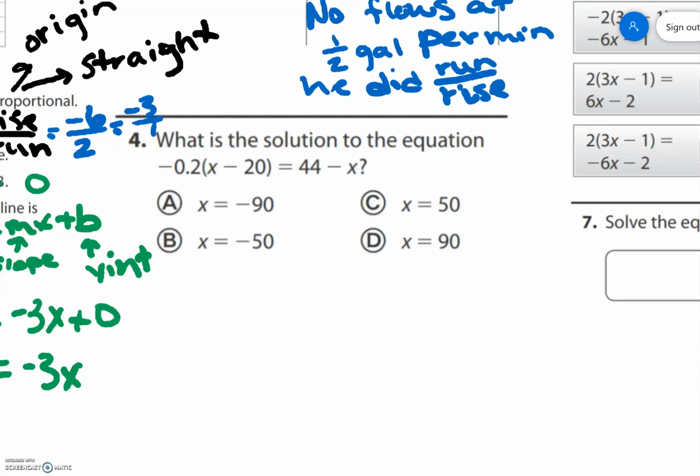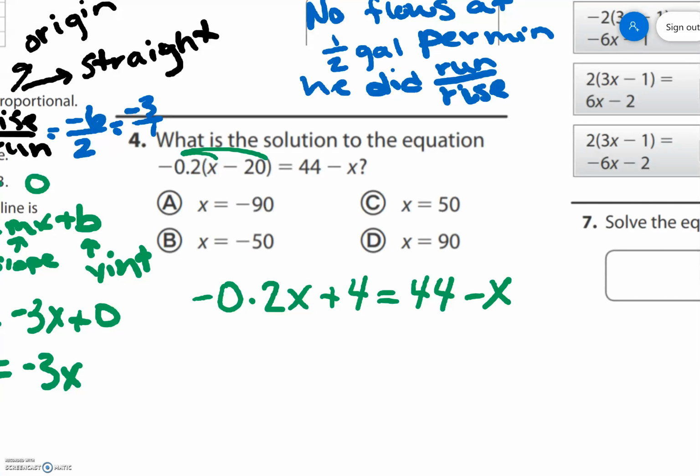What is the solution to the equation negative 0.2 times x minus 20 equals 44 minus x? Okay, so the first thing I see here is we got to distribute. Remember, distribute means to multiply. So that gives us 0.2x. And I already know a negative times a negative is going to give me a positive number. 0.2 times 20 gives me 4. So plus 4 equals 44 minus x.